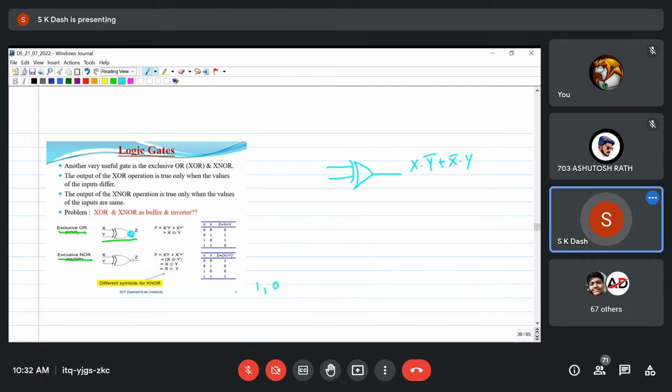Suppose the input is A, then the output should be A bar. So A is available, 1 is available, 0 is available. These things you can take as input. 1 and 0 are always available to you whenever you are designing. Just compare this. This needs to be A bar. Then what to do? How can that be A bar?